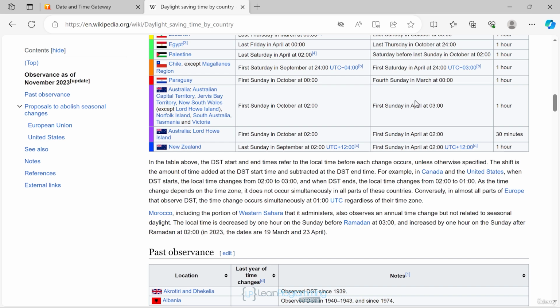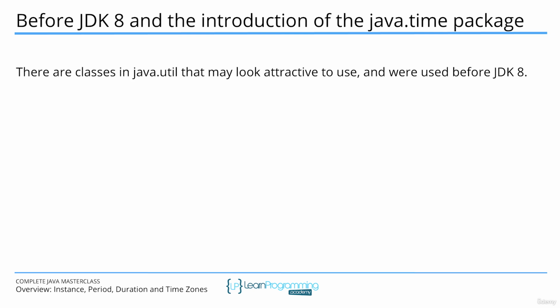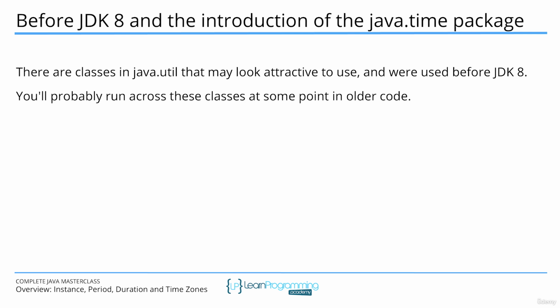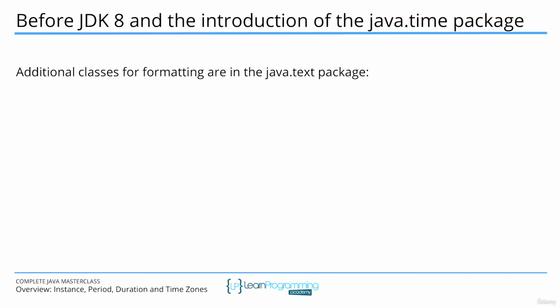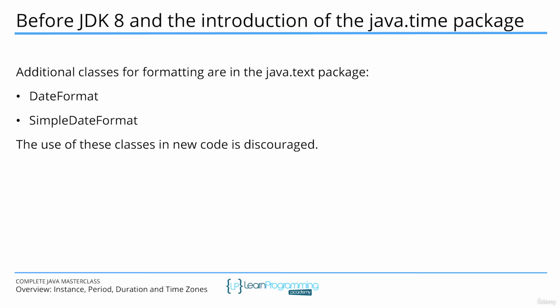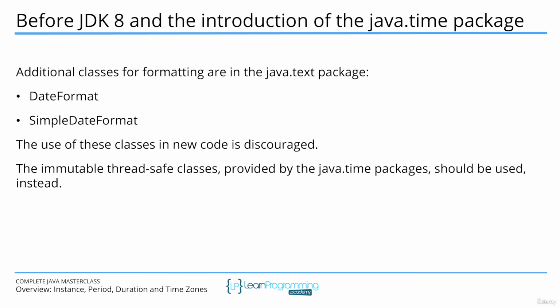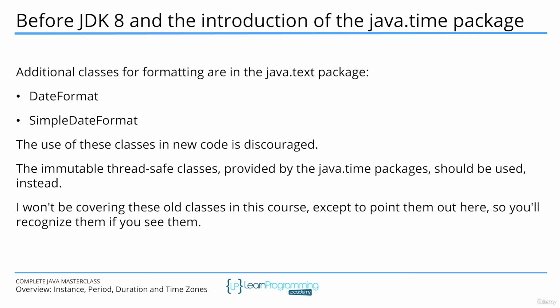There are classes in java.util that may look attractive to use and were used before JDK 8. You'll probably run across these classes at some point in older code. These are Date, TimeZone, and GregorianCalendar. Additional classes for formatting are in the java.text package, DateFormat and SimpleDateFormat. The use of these classes in new code is discouraged. The immutable thread-safe classes provided by the java.time packages should be used instead. I won't be covering these old classes in this course, except to point them out here, so you'll recognise them if you see them.